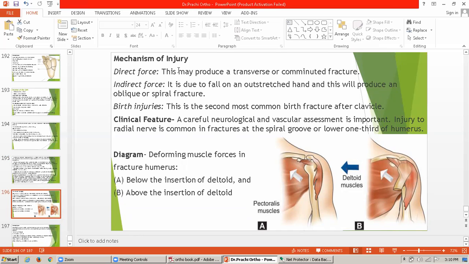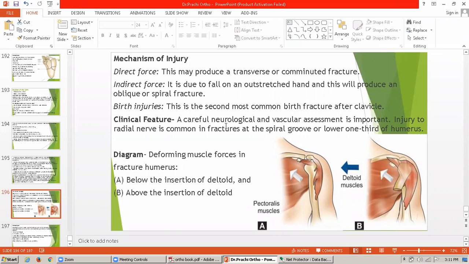The mechanism of injury: direct force may produce a transverse or comminuted fracture. Indirect force, that is due to a fall on an outstretched hand, will produce an oblique or spiral fracture. Birth injury: this is the second most common birth fracture after the clavicle.